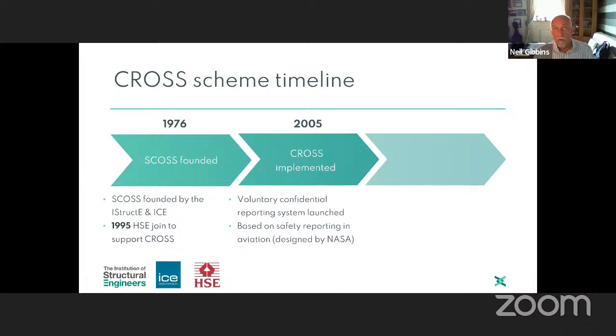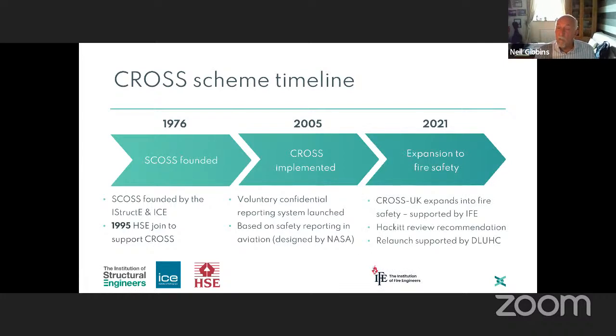They'd come across the American system that was operating, designed by NASA, based on the ASRS, the Airline Safety Reporting System. In 2021, following support from government, following a recommendation by Dame Judith Hackett, CROSS was expanded into fire, and that relaunch was supported by what was MHCLG, now the wonderfully titled DLUC, or Department for Levelling Up Housing and Communities.